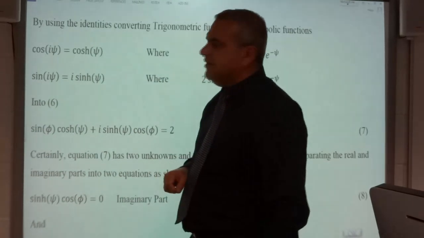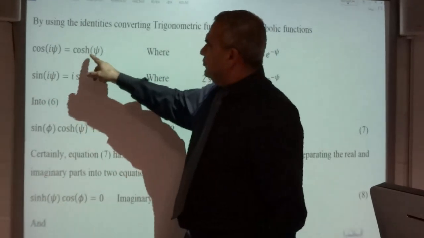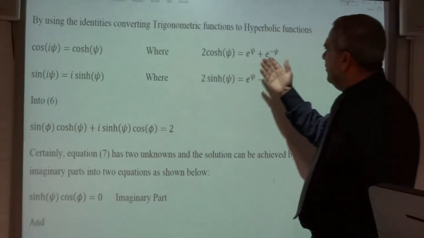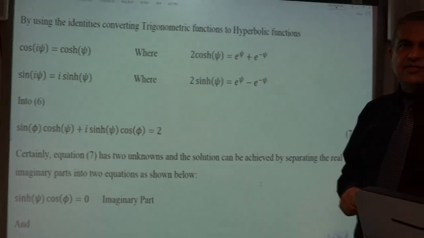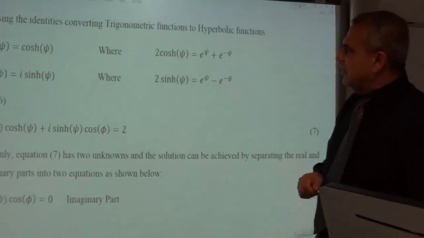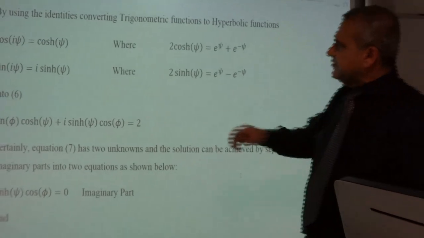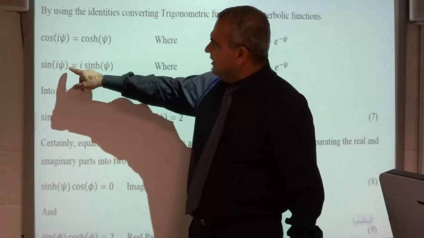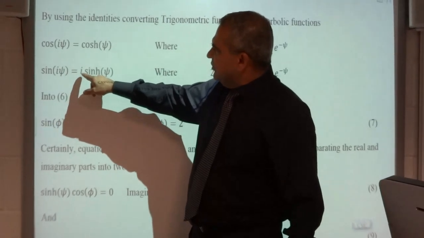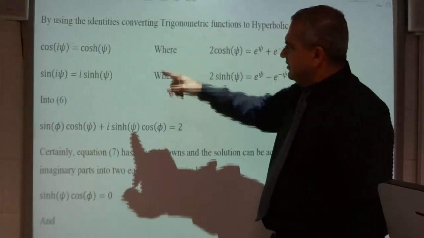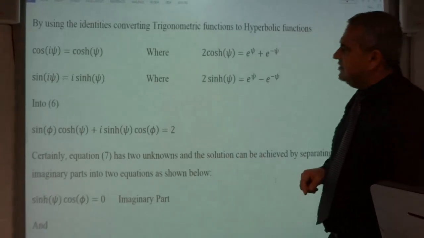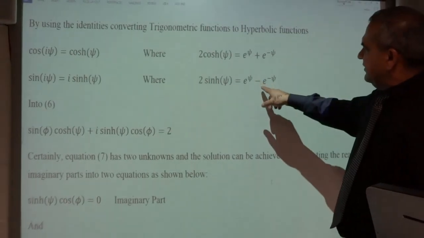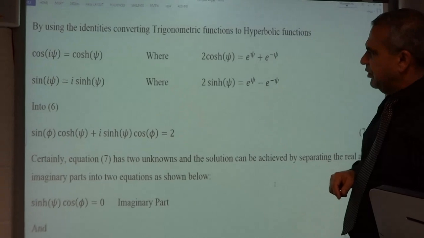Cosine of i psi is equal to cosh, cosine hyperbolic, which is defined by this formula here. I assume that you are also familiar with this expression. The same thing you have for sine of i psi, which is equal to i times sinh psi, and this is the definition of sine hyperbolic.